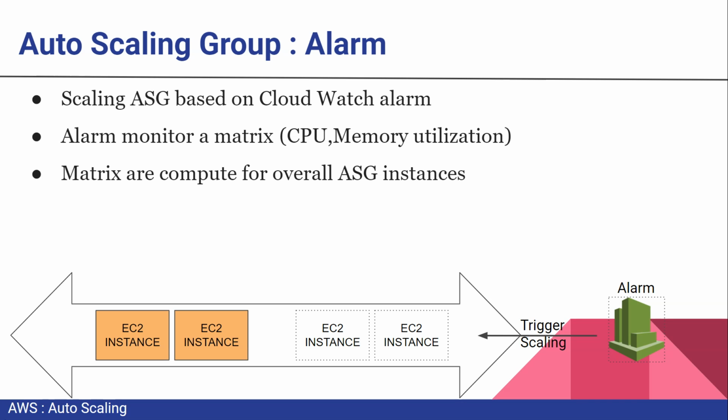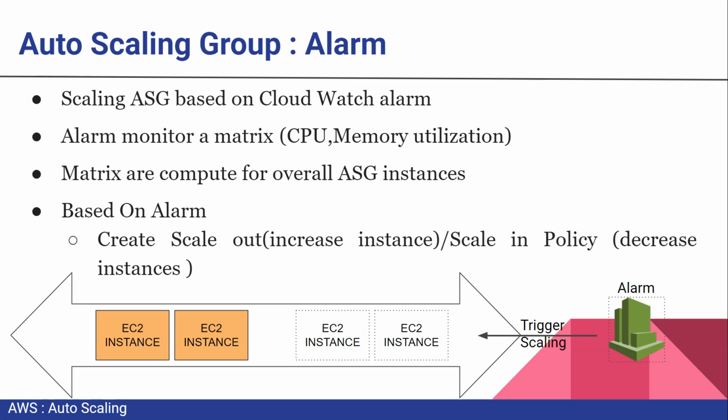The monitor could be something such as average CPU, and the metric is computed as an overall value. So it doesn't look at the minimum or maximum size. Basically it looks at the average of this metric based on the alarm. And we can create the scale out policy and scale in policy as we discussed.